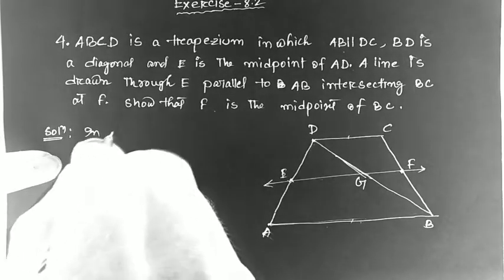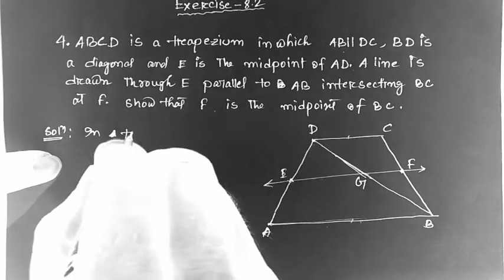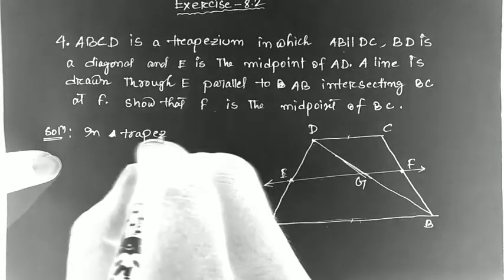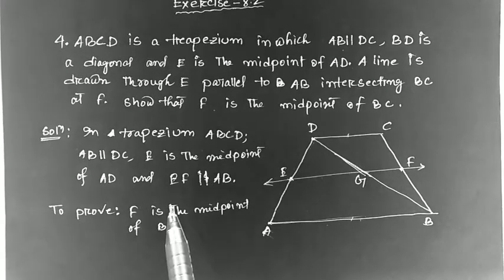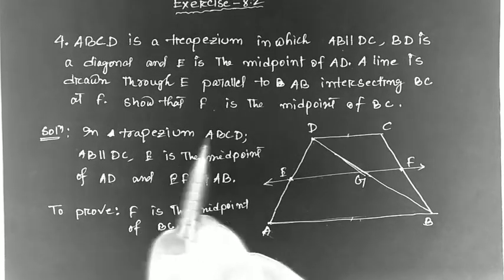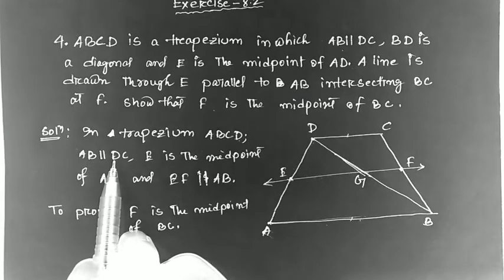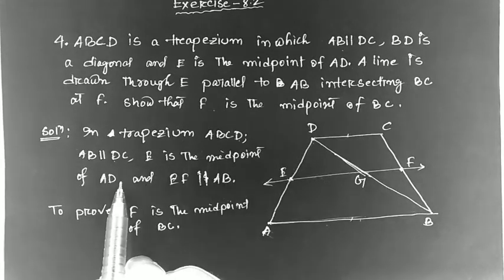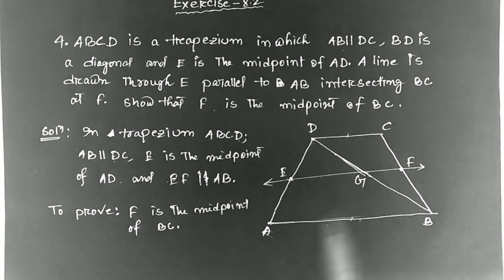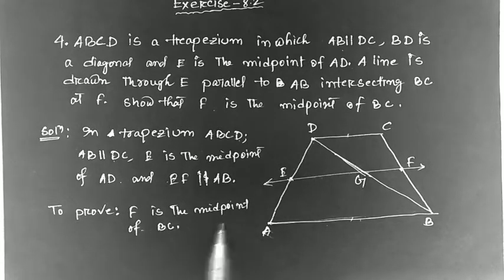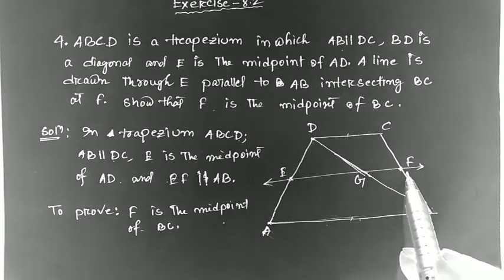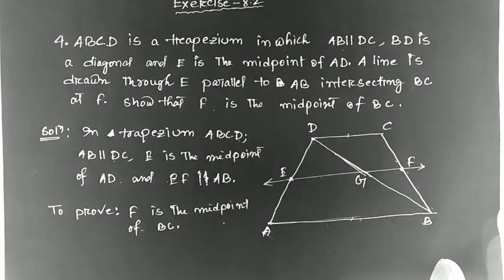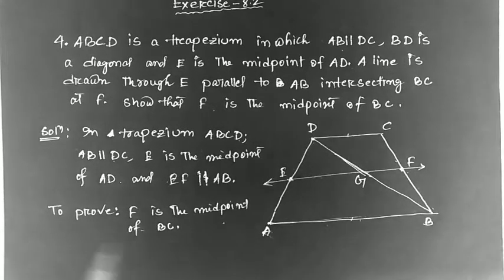In trapezium ABCD, AB is parallel to DC, E is the midpoint of AD and EF is parallel to AB. These things are given in the question. We need to prove F is the midpoint of BC, that means BF and CF are equal. We have to prove it. So let's start. Proof.